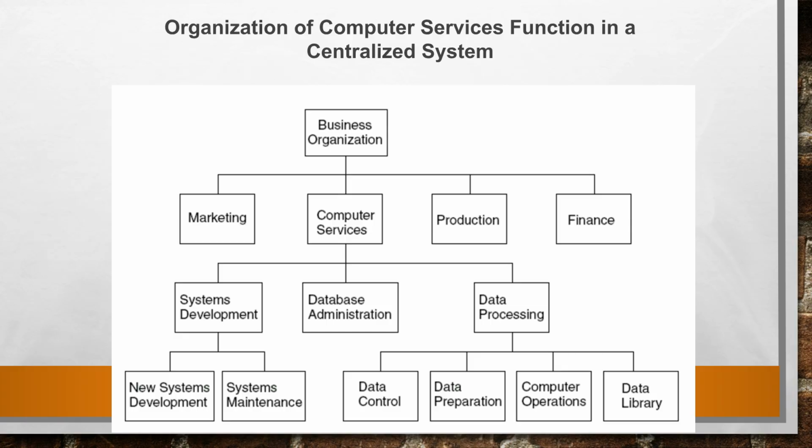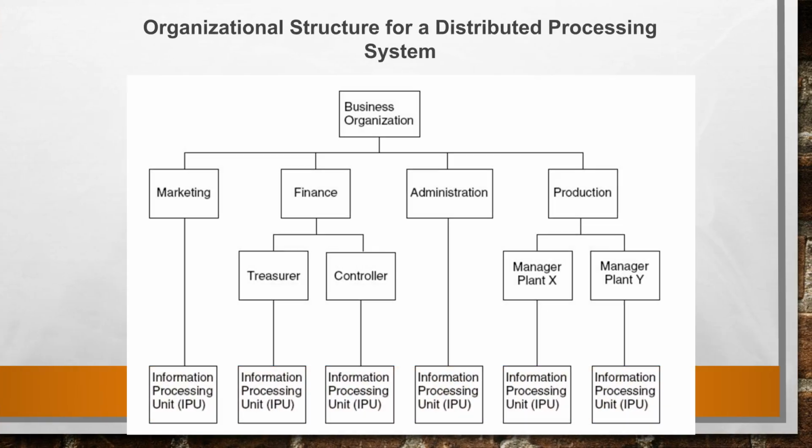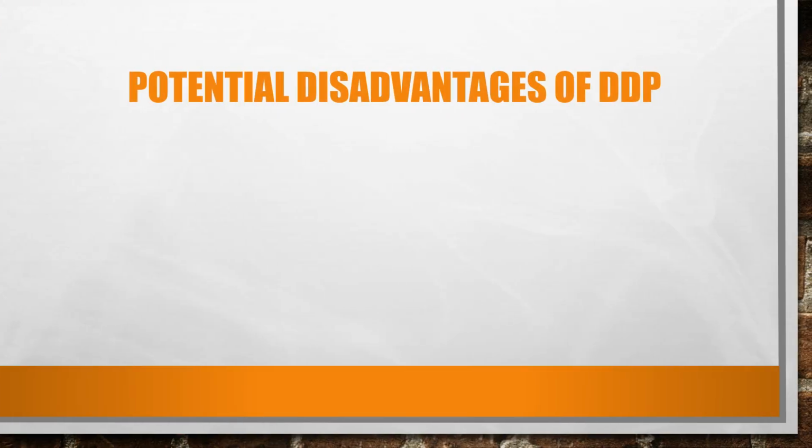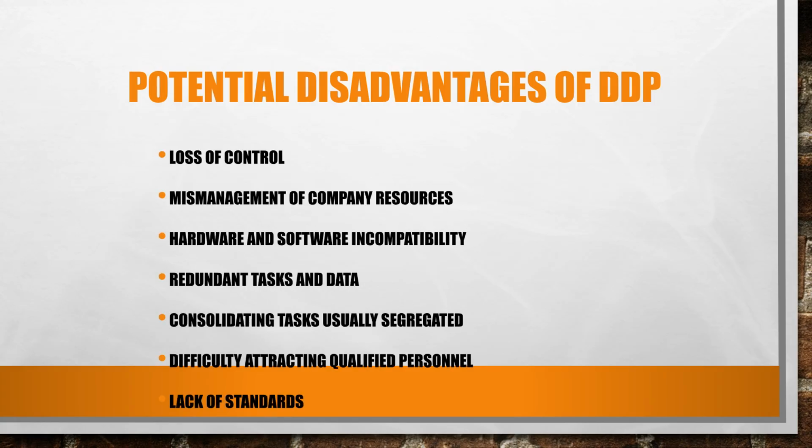The computer services function can be centralized, distributed, or a mix of both. This slide contrasts centralized and distributed processing models. In a centralized system, large computers at a single site process data for the entire organization. Distributed processing, or DDP, reorganizes these services into smaller units, potentially reducing costs and improving user satisfaction by placing control closer to the end user. While DDP offers benefits, it also presents potential disadvantages, such as the loss of centralized control, resource mismanagement, and challenges with hardware or software incompatibility.